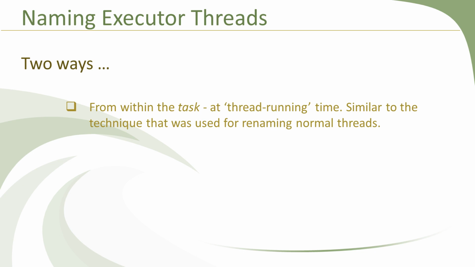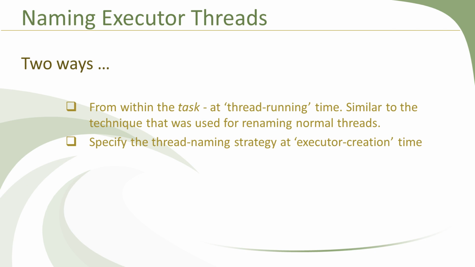This technique is no different for renaming executor threads. Everything that we discussed in the naming normal threads first way tutorial holds good for the executor's side as well. So we will not discuss it here. Still, as I mentioned 2 tutorials ago, use this technique with caution. Name the threads from within the tasks only when you have a good reason to do so.